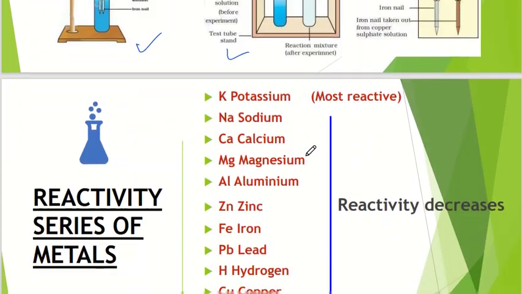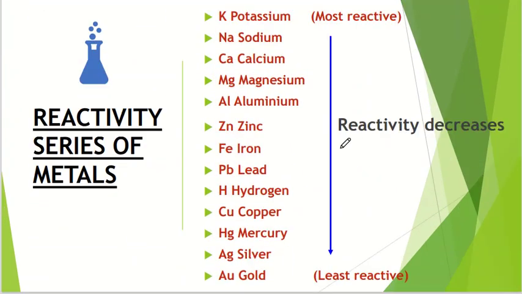Next, you know very well how to arrange the reactivity of the elements in decreasing order. Potassium is the most reactive element. After that sodium, after that calcium, after that magnesium, after that aluminum, zinc, iron, lead, hydrogen, copper, mercury, silver, gold. That means gold is the least reactive element.